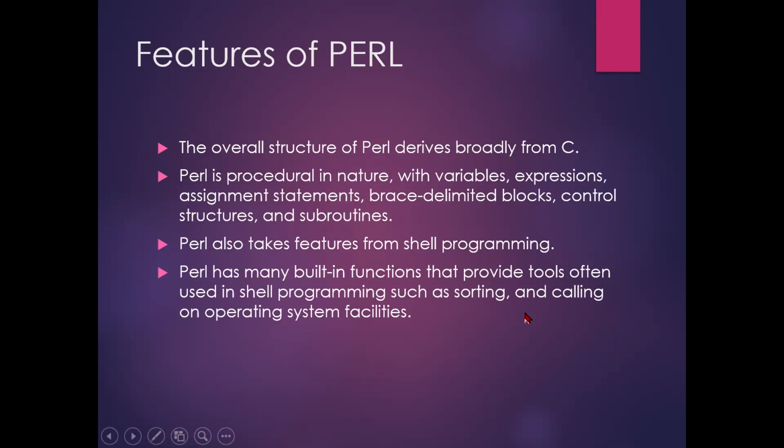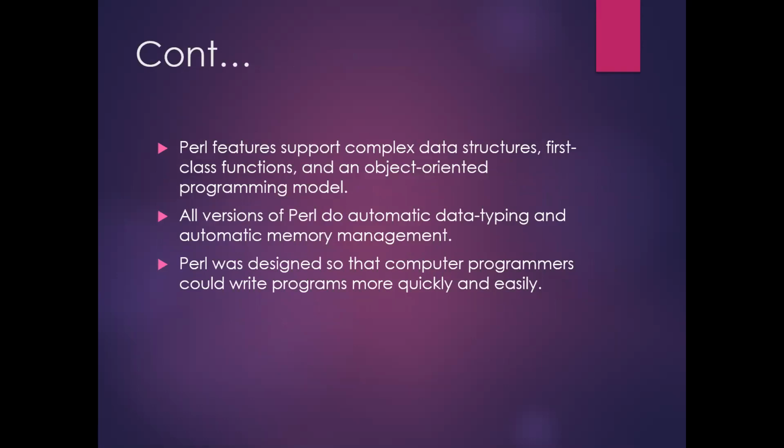These are the main features, and there are a few more to discuss. Perl supports complex data structures, first-class functions, and the object-oriented programming model. All versions of Perl do automatic data typing and automatic memory management. Basically, the Perl programming language was designed so that programmers would be able to write programs more quickly and easily. So these are the important features of the Perl programming language.